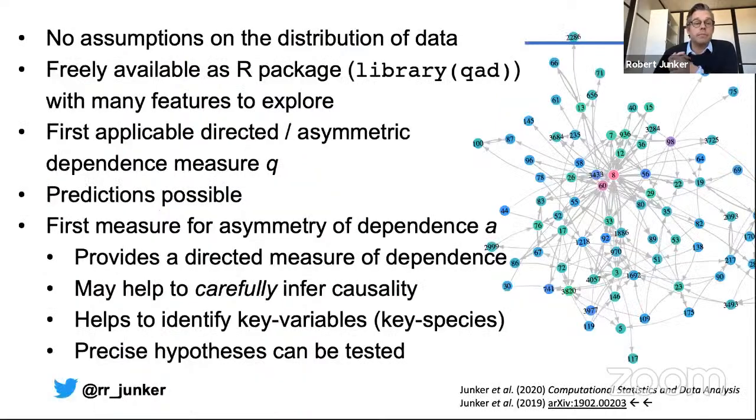Okay, I'm coming to an end, and I will summarize why we should use QAD more often now that it is available. First, it has no assumptions on the distribution of the data. So you can use it on whichever data you have. Don't care about any distributions of the data or any other properties. It is freely available as an R package with many more features to explore. You can do a little bit more than I presented here, but more or less those are the main functions. It is the first applicable directed and asymmetric dependence measure.